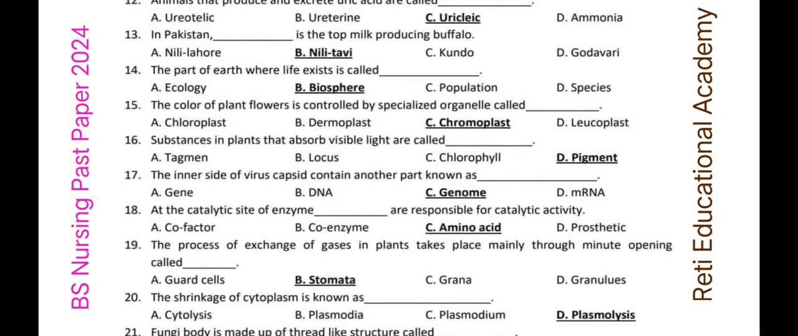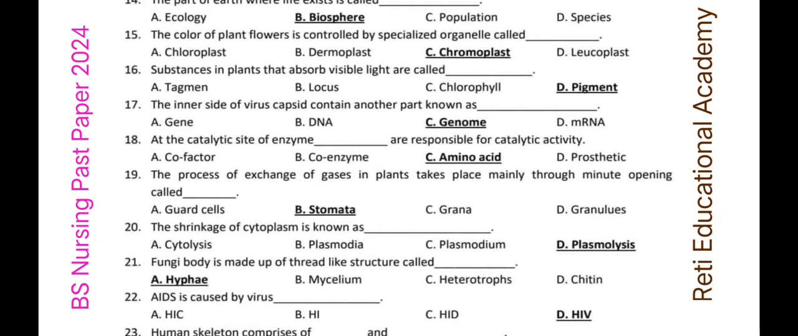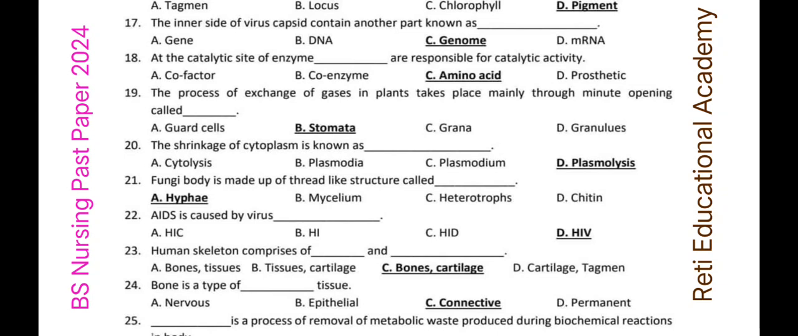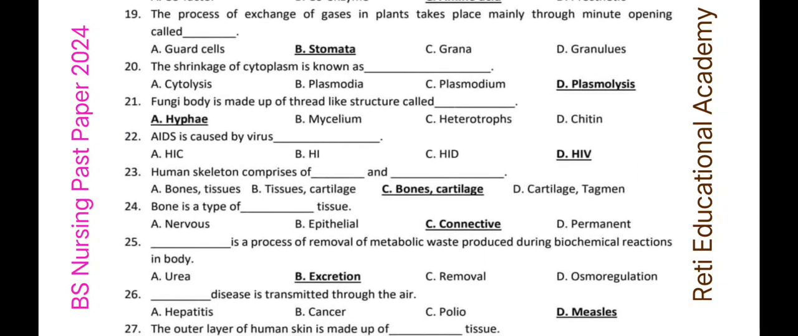Question number 17. The inner side of virus capsids contain another part known as genome. Question number 18. At the catalytic site of enzyme, amino acids are responsible for catalytic activity. Question number 19. The process of exchange of gases in plants takes place mainly through a minute opening called stomata. Question number 20. The shrinkage of cytoplasm is known as plasmolysis.